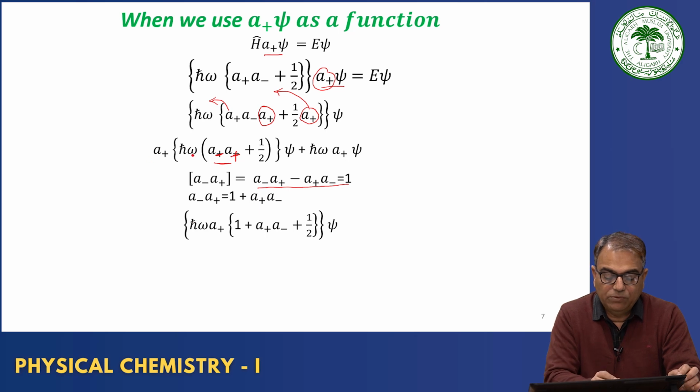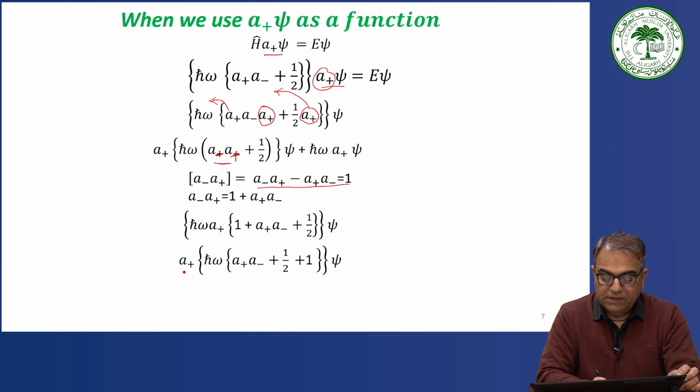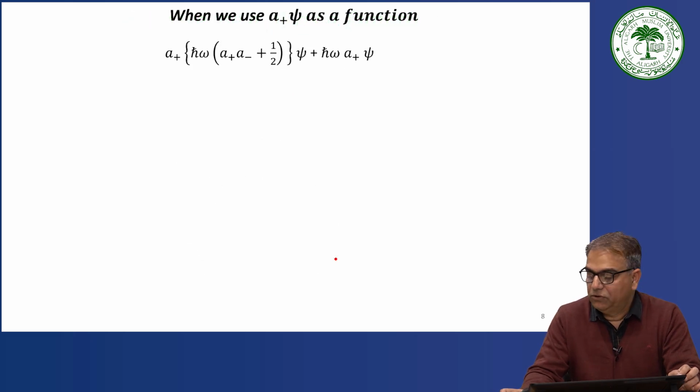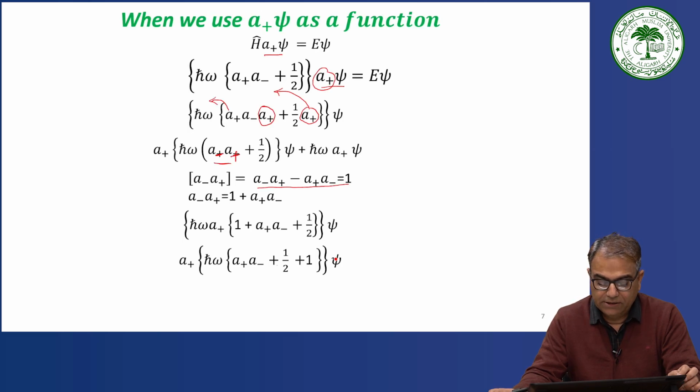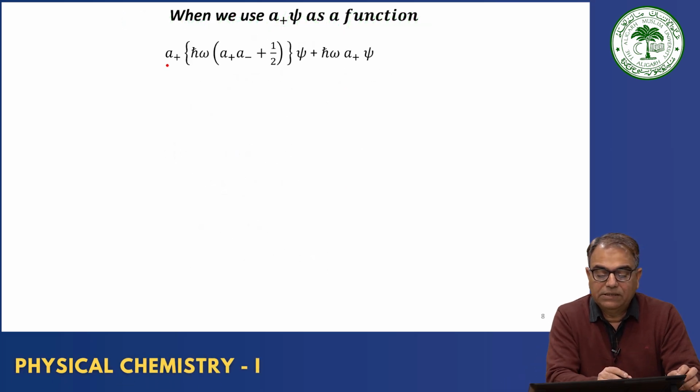And h cross omega psi is already there. Now, what do you do? A plus is outside: h cross omega A plus, times A plus A minus plus half plus 1, into psi. So this you get. Now we divide this equation into two parts. We can write this safely as A plus h cross omega A plus A minus plus half psi, and h cross omega A plus psi. Remember, A plus psi is your function.